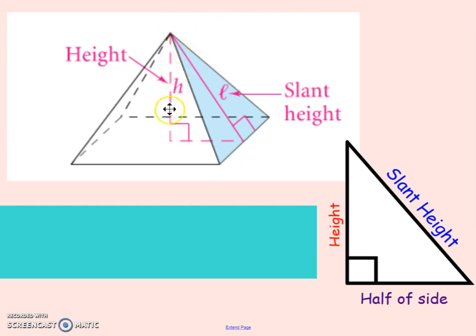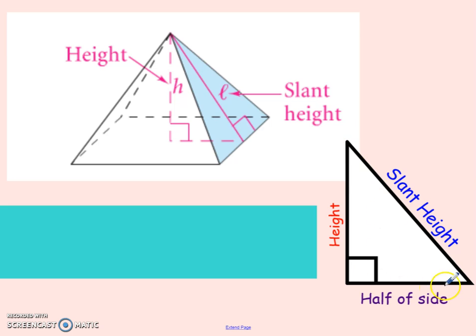The height of a pyramid has to go from the top of the pyramid perpendicular to the base. So it's usually inside the pyramid like this. And then the slant height is the height that goes down the edge of the pyramid.